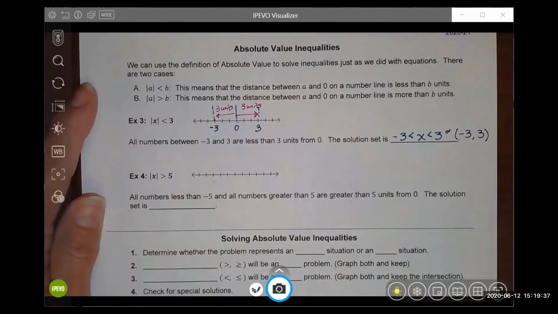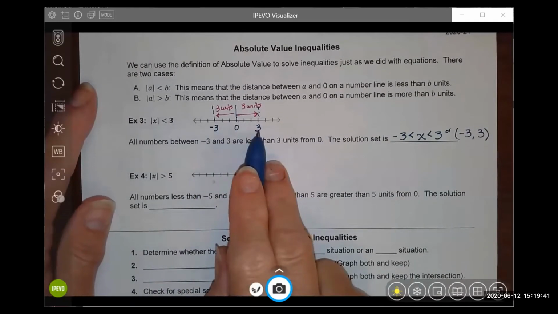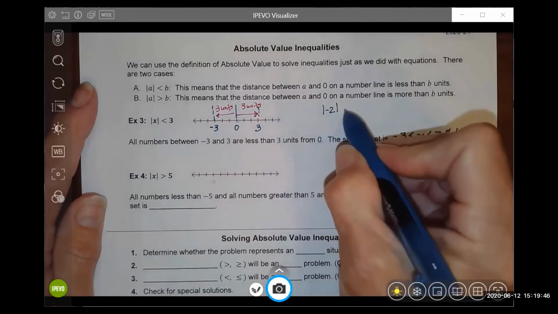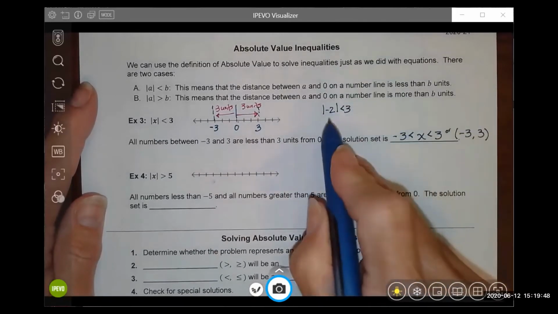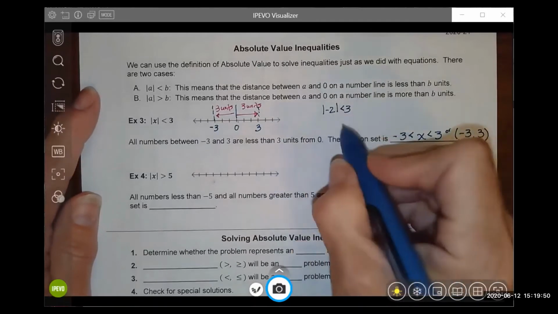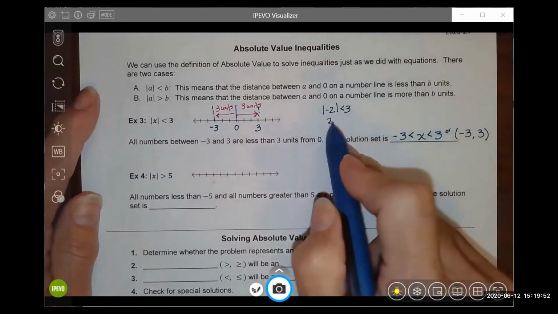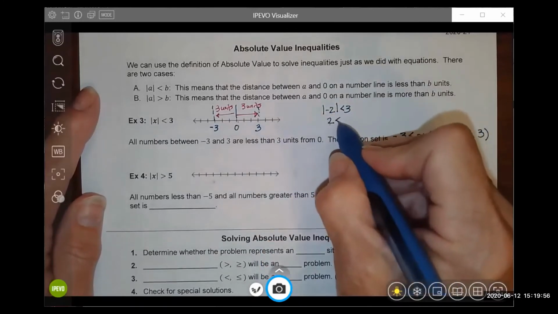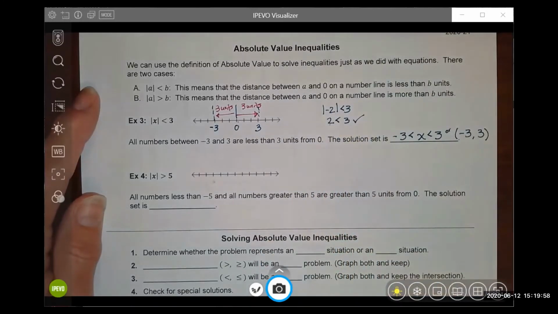What I have noticed here is that I created a sandwich. I can test it. What's the absolute value of -2? Is that less than 3? Well, the absolute value of -2 is 2. -2 is 2 spaces away from 0. So is 2 less than 3? Yes, it is. So it works.